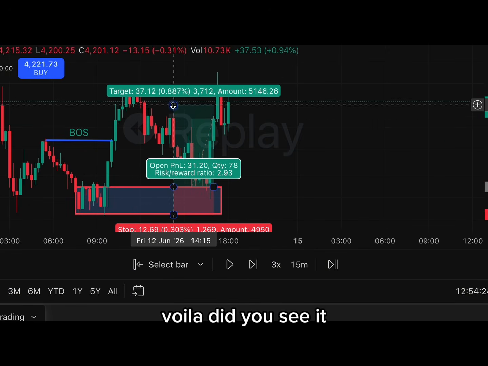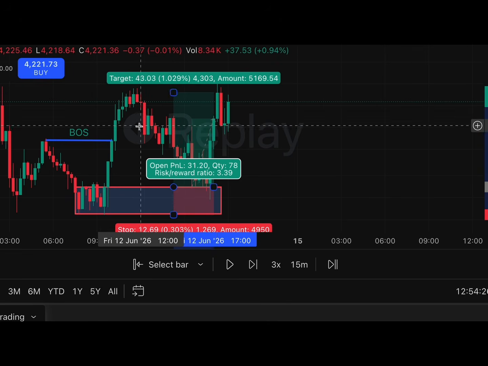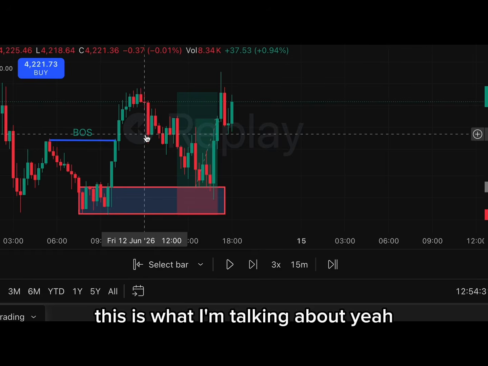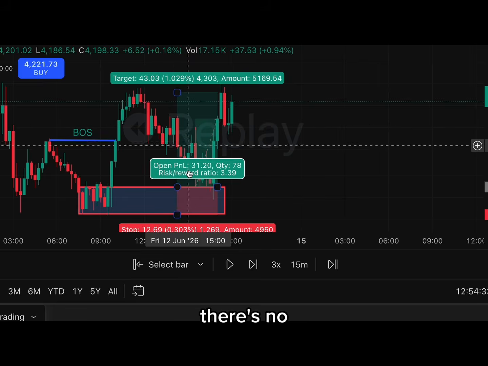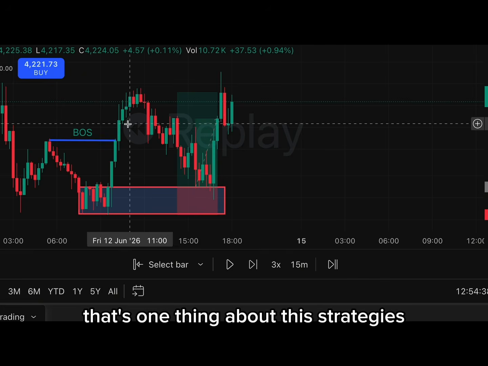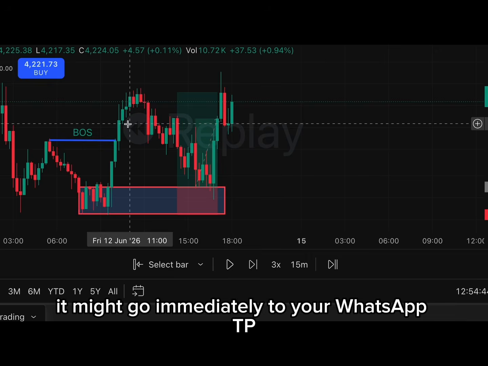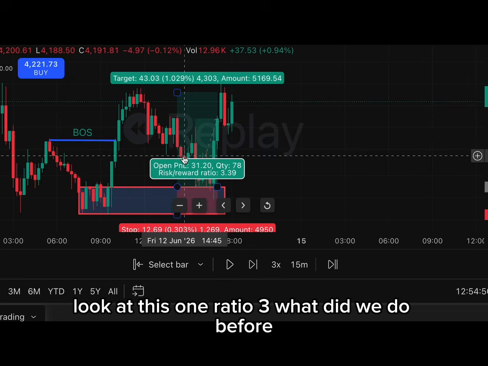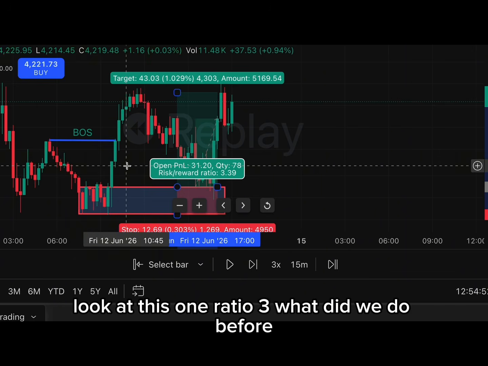Voila! Did you see it? Can you see it? This is what I'm talking about. Here, it's not actually showing any confirmation for a buy. That's one thing about these strategies. Not every time it gives confirmation. It might go immediately to your TP. Look at this, 1:3.